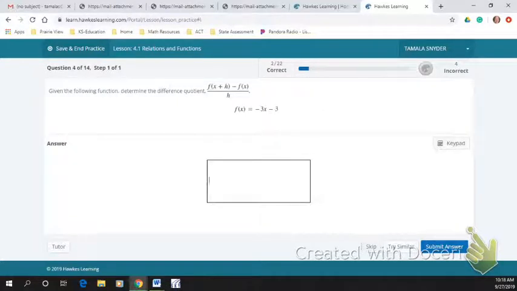All right, so here's one that's different. We have not done anything like this yet, so you need to write this one down. Given the following function, determine the difference quotient given here. You don't necessarily need to write this down, but they're giving you this function, and they want you to calculate this.